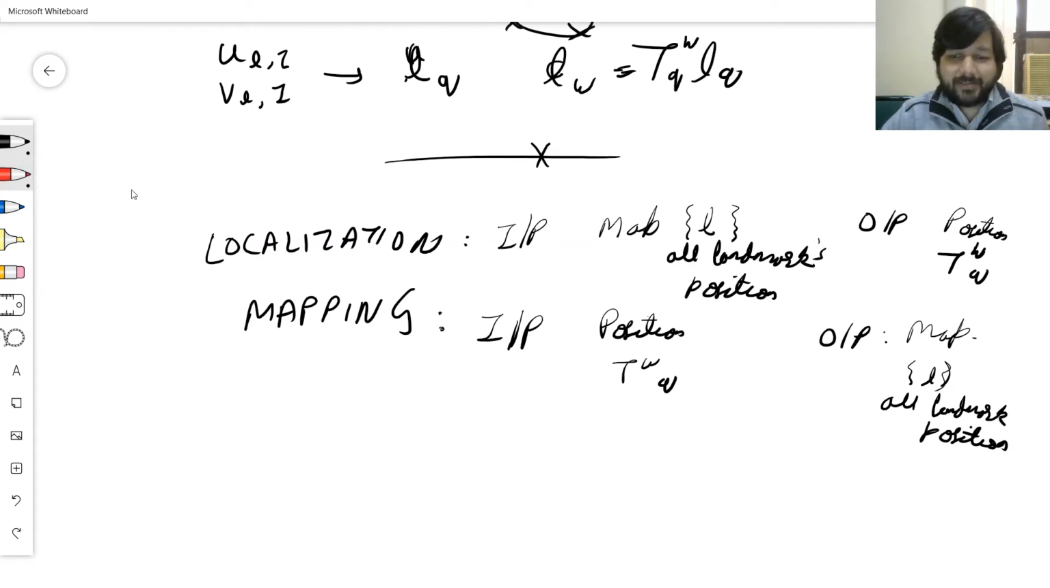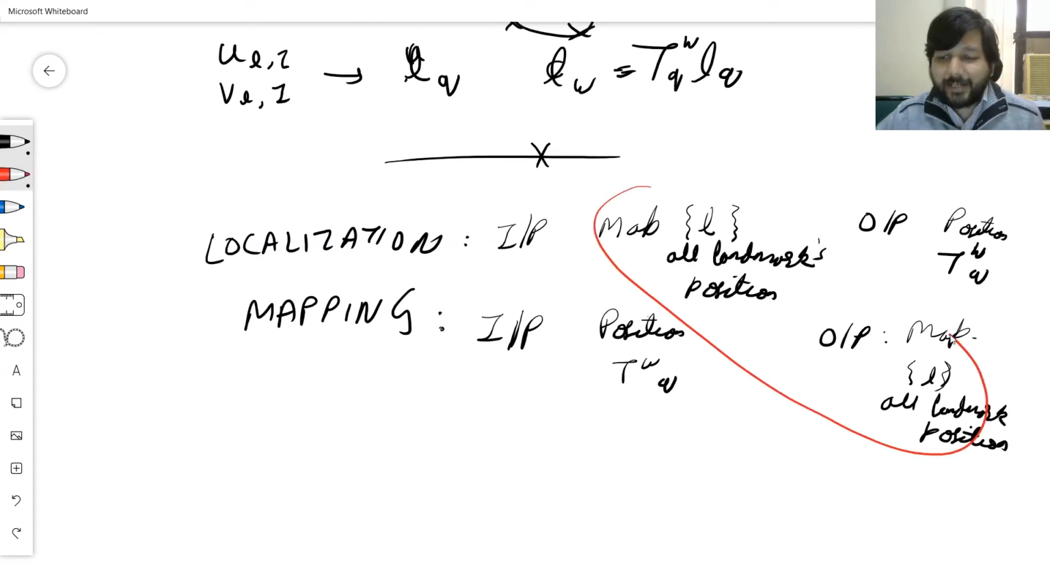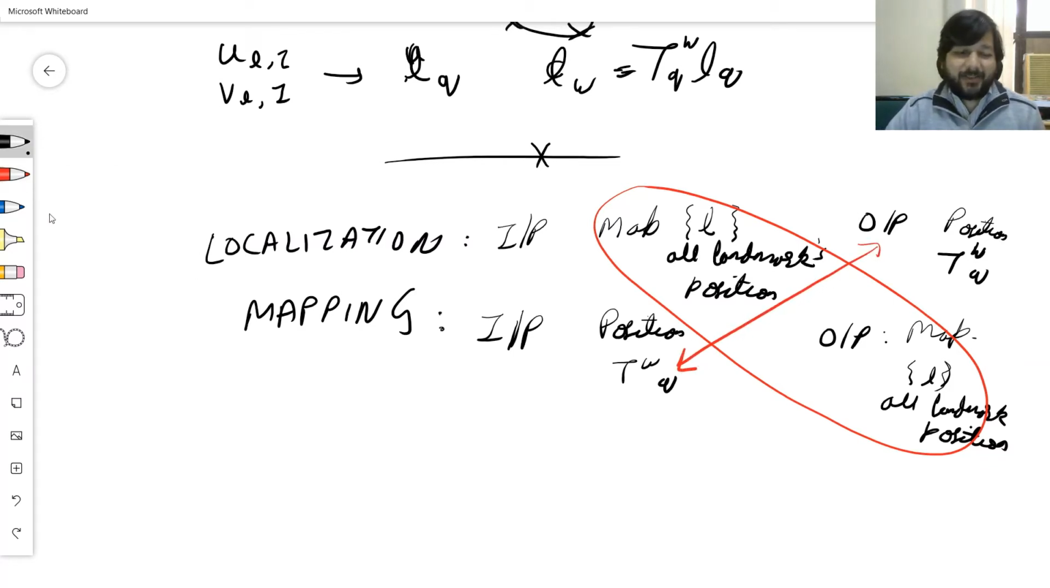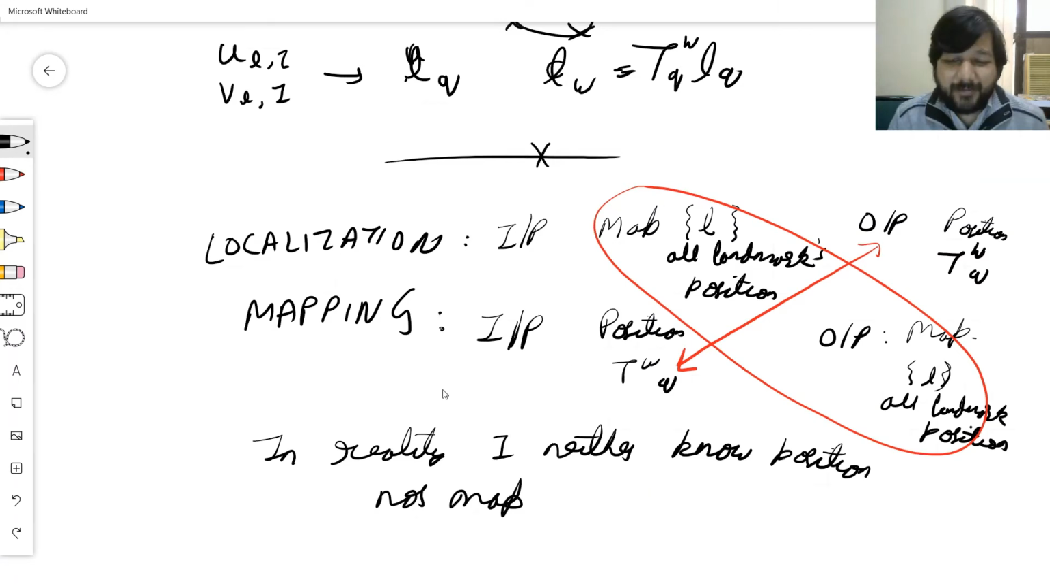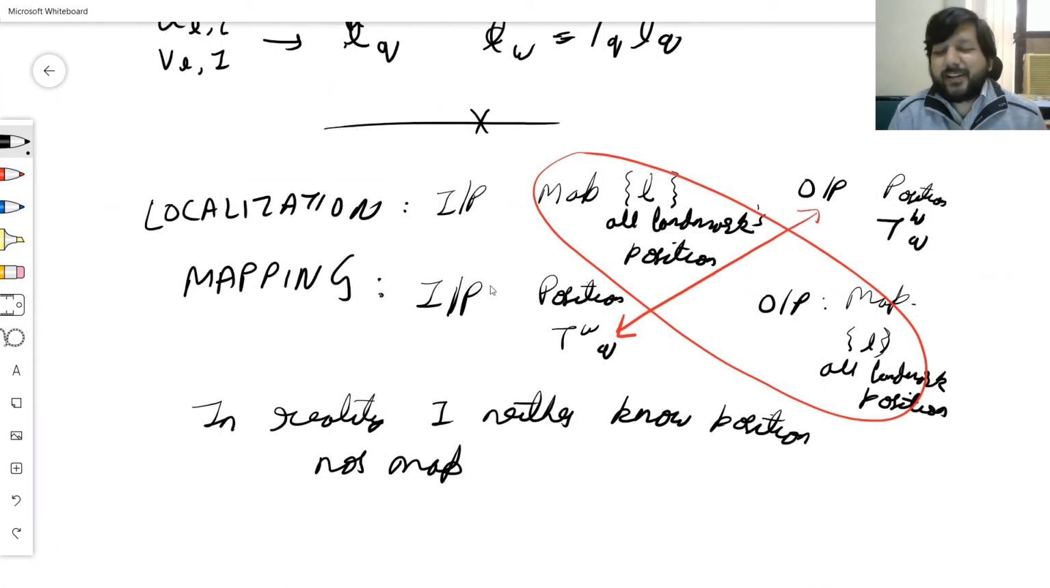And the output of one algorithm is the input of the other, and the input of one algorithm is the output of the other. So in reality, I neither know the position nor the map. So I cannot solve this problem. Because I don't know the position, I cannot do mapping. And because I don't know the map, I cannot do localization.